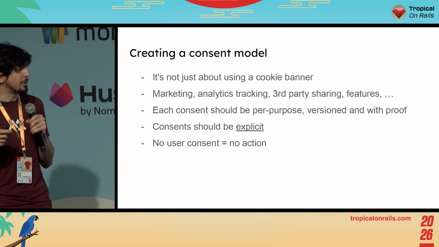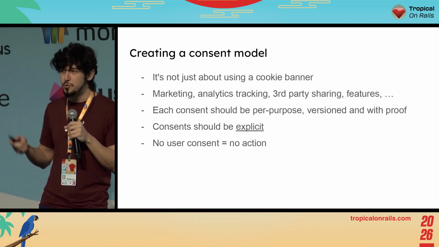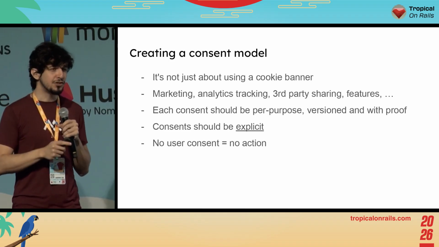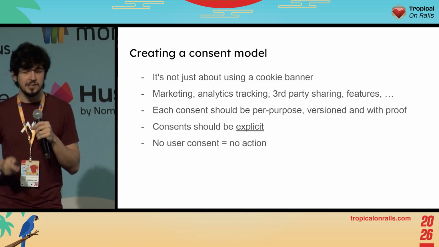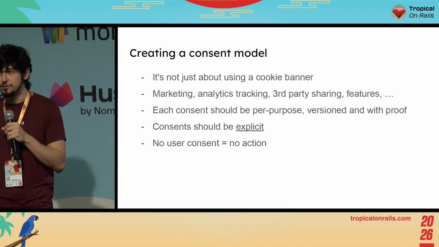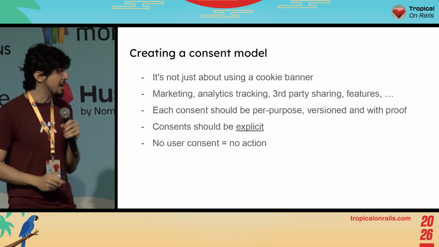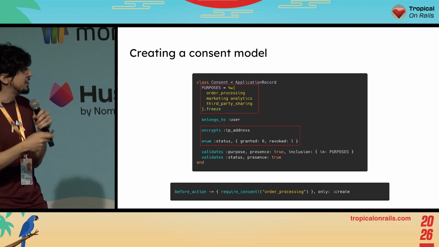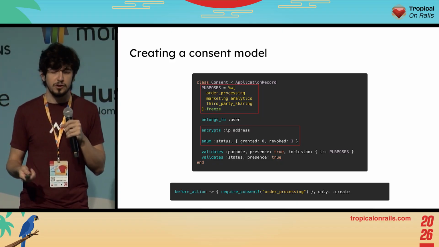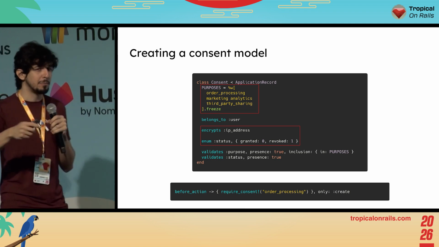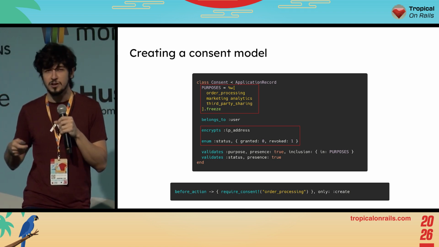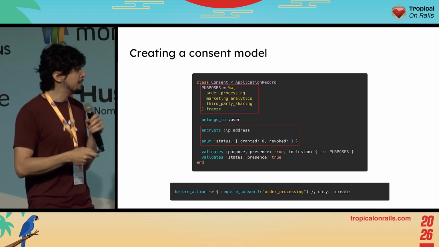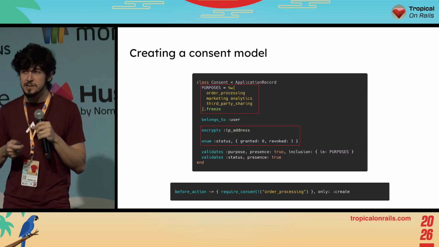Each consent should be per purpose, version, and with proof that that was done in a certain computer. Consent should be explicit, meaning that if there's no consent, there's no action on your side. Always remember that. So one way to implement it is creating a model that represents each of the consents that the user granted for your application. You can list all the purposes that your application might ask for user permission to do something with their data. And remember to persist the IP address that made that change.